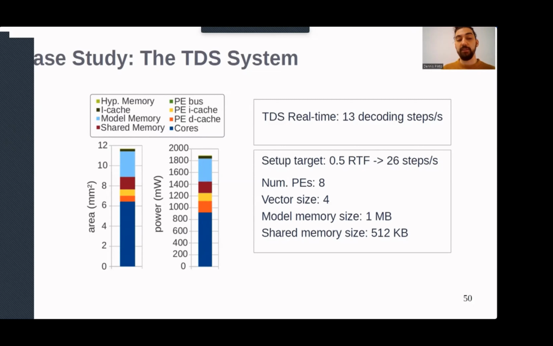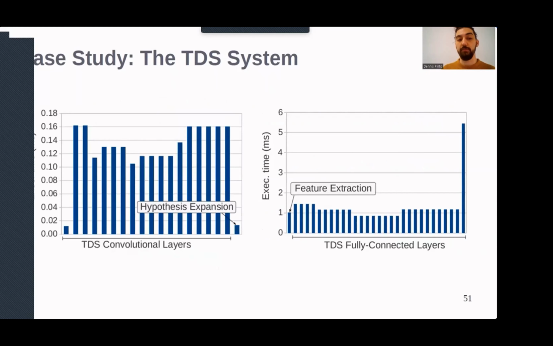This configuration results in a 12 square millimeter chip. We estimate that the peak power of this unit is around 1.8 watts, and the average power is around 1 watt. For illustration purposes, I include these plots that show the execution time of each of the kernels that compose the TDS ASR system. The left plot shows the convolutional layers of the acoustic model and the hypothesis expansion kernel, whereas the right plot shows the fully connected layers and the feature extraction kernel.